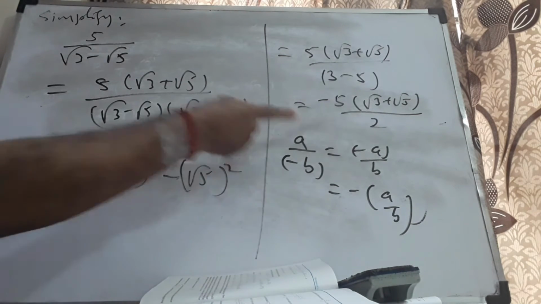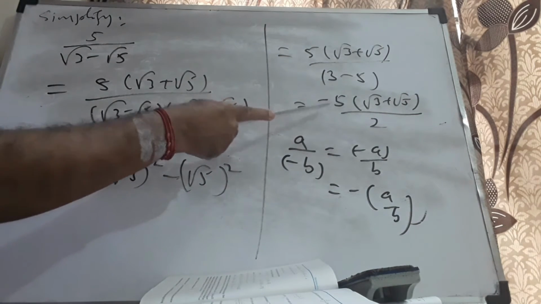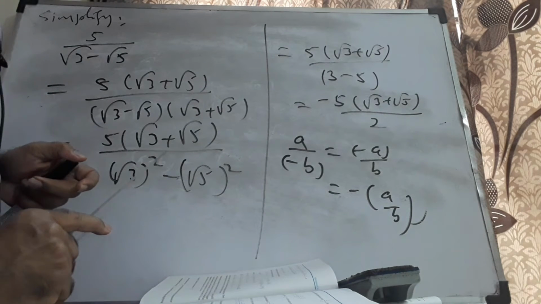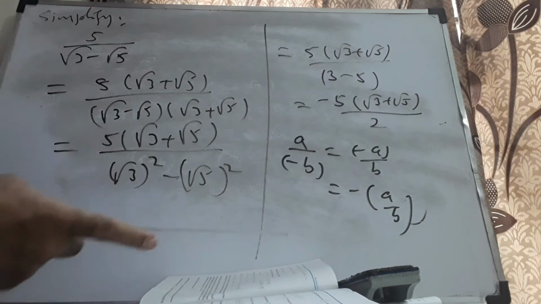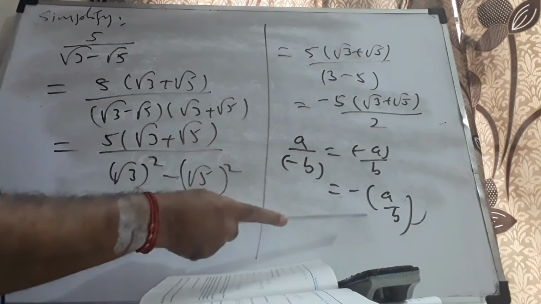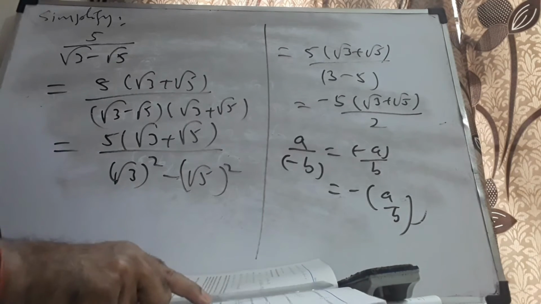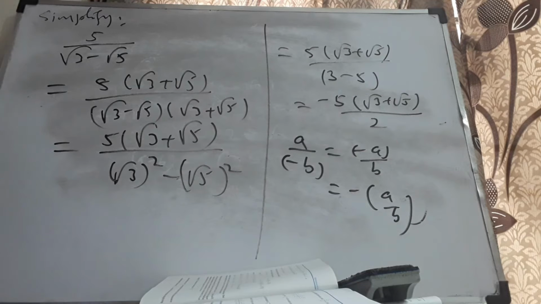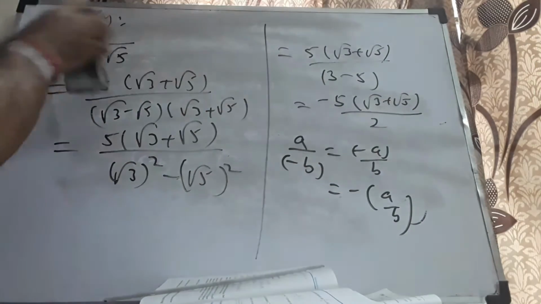3 minus 5 is minus 2. The minus is taken to the numerator. Therefore minus 5 into root 3 plus root 5, divided by 2. Just recall this rule: a by minus b is the same as minus a by b, is the same as minus of a by b. Everything is the same. If you are given some specific values for root 3, root 5, etc., you can substitute and then simplify.